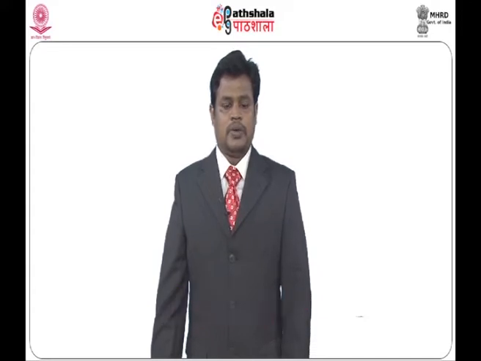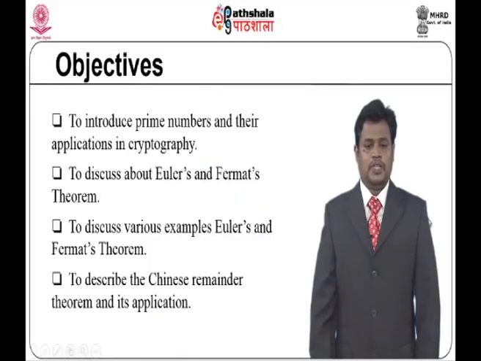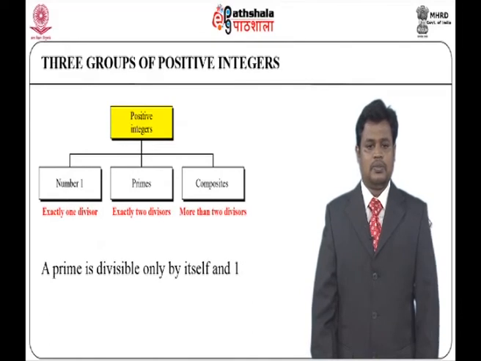The modules we are going to discuss under this paper are prime numbers, Euler's and Fermat's theorem. The objective of this topic is to introduce the prime number and its importance in the field of cryptography, and to discuss Euler's and Fermat's theorem and various examples related to Fermat's theorem and Euler's theorem. Finally, we are going to discuss the Chinese remainder theorem and its application in cryptography.